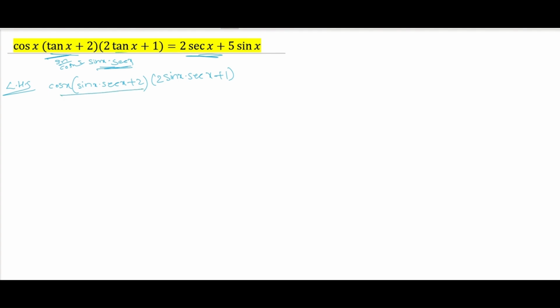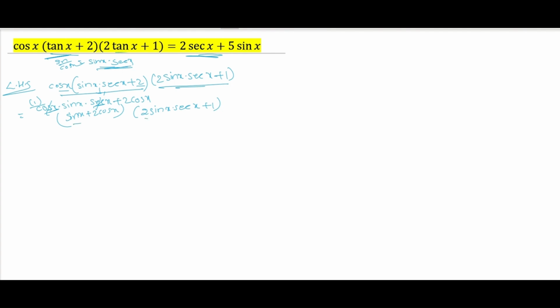Now just multiply these terms. First we will multiply these two. Cos into sin into secant plus 2 into cos. So these terms, cos into secant, in place of these two we can write 1 because those two are reciprocal to each other. So here we'll have 1 into sin x is sin x plus 2 cos x. In this side, we'll have that. So this into the second thing we have to do, that is 2 sin x secant x plus 1.